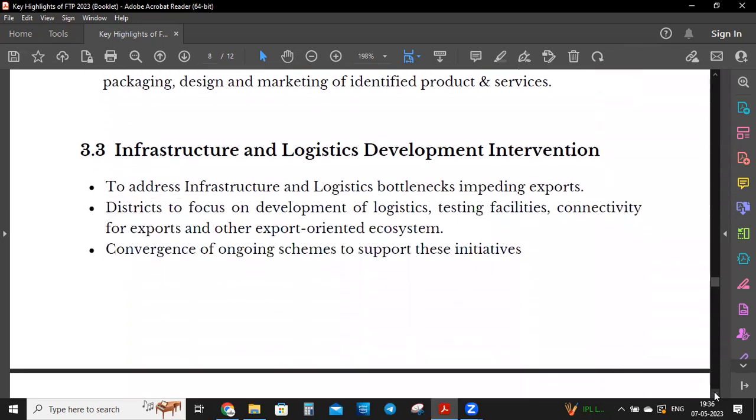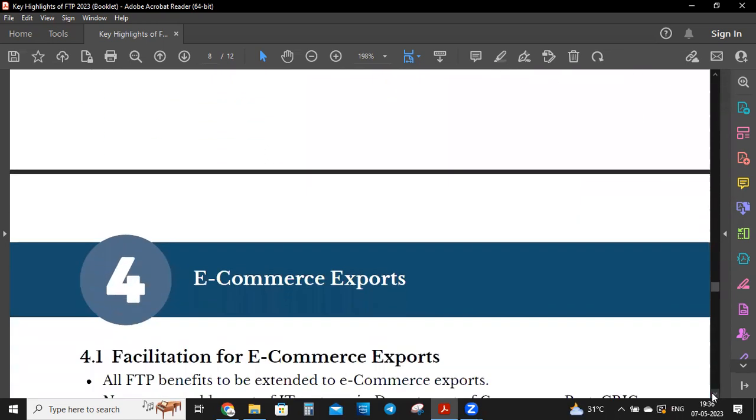Next is infrastructure and logistic development intervention. To address infrastructure and logistic bottlenecks impeding export, districts to focus on development of logistic and testing facilities, connectivity for exports and other export oriented ecosystem. Convergence of ongoing schemes to support these initiatives.